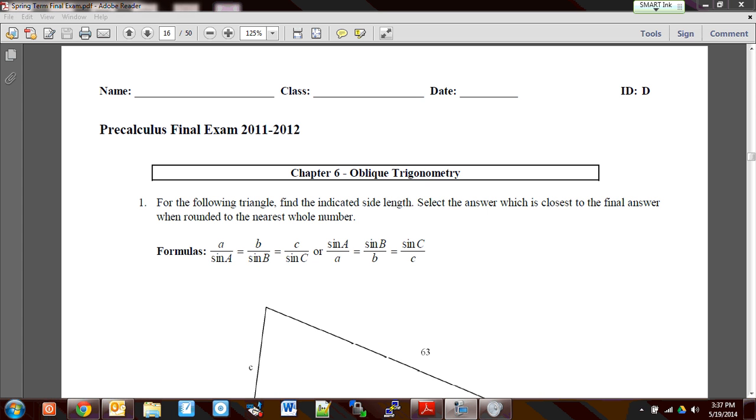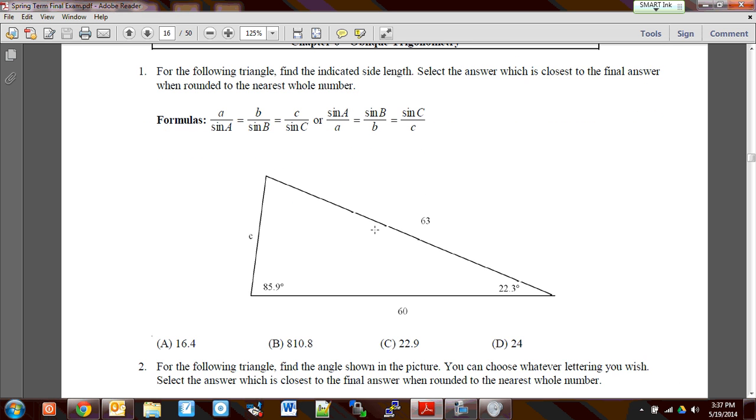Alright, this is your pre-calculus final exam review. Number 1, for the following triangle, find the indicated side length and select the answer closest to the final answer.